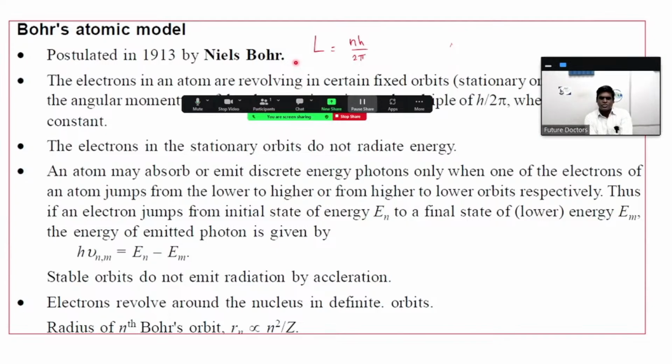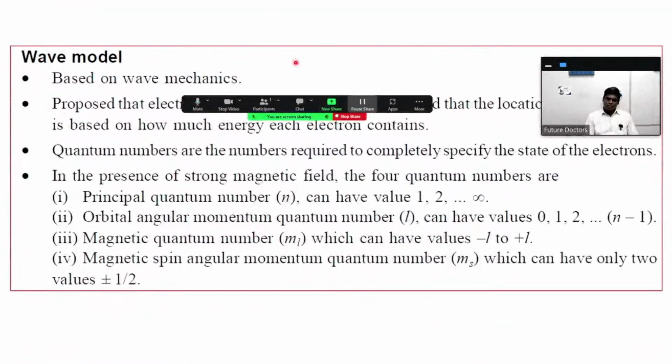Stable orbits do not emit radiation by acceleration, and electrons revolve around the nucleus in these orbits. Now, the radius of the nth orbit, Rn, is proportional to n square by Z. Like this, after a few slides, we are going to see the direct formulas for the Bohr atom model also.